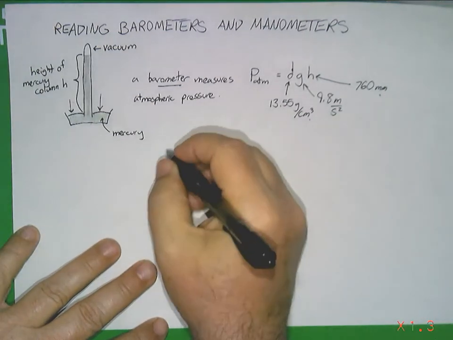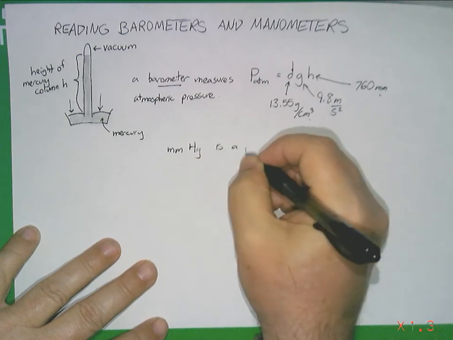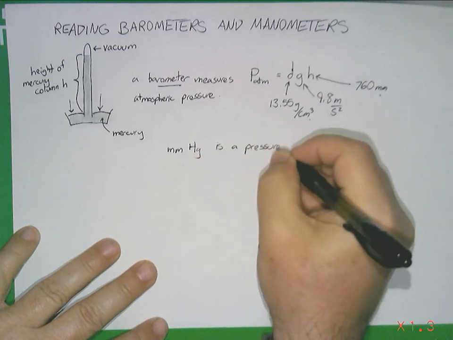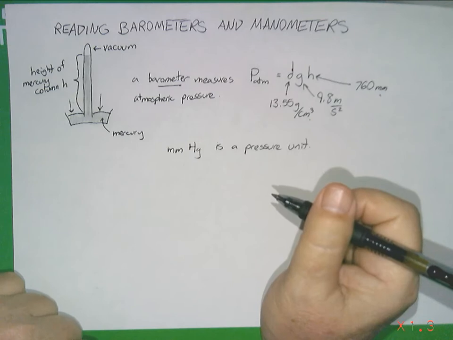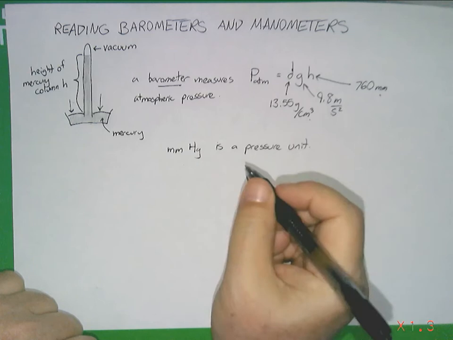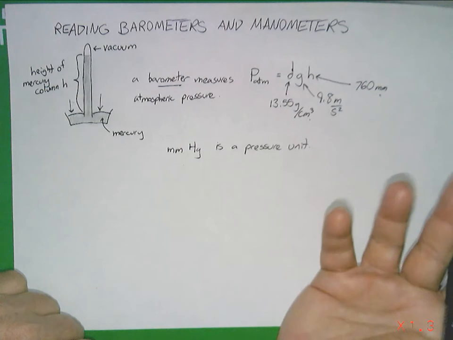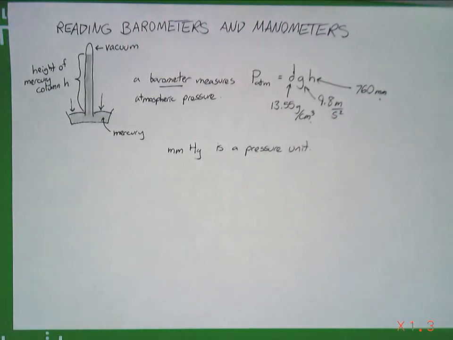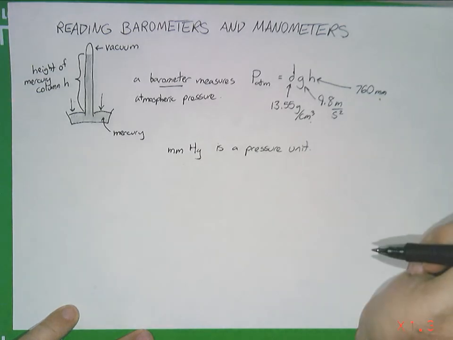If we use millimeters of mercury, 760 millimeters of mercury is usually what we see. So we can use millimeters of mercury directly as a pressure unit. In Frostburg, if you've got 713 millimeters of mercury, that's normal atmospheric pressure in Frostburg. Down at sea level, it's 760 millimeters of mercury.